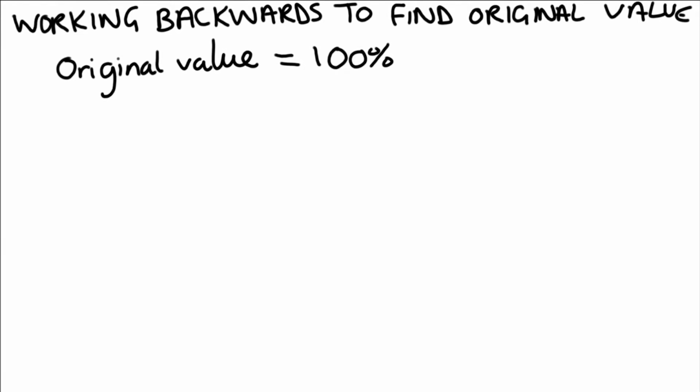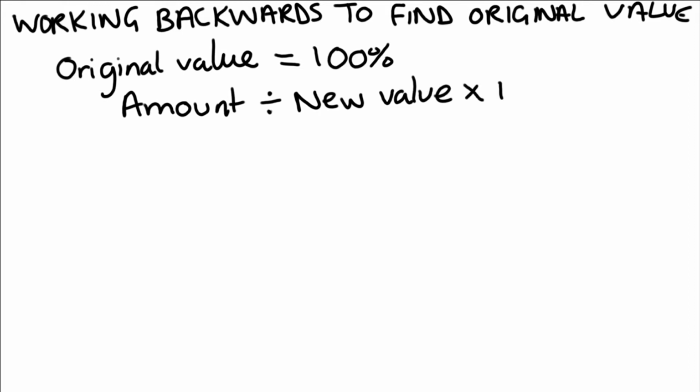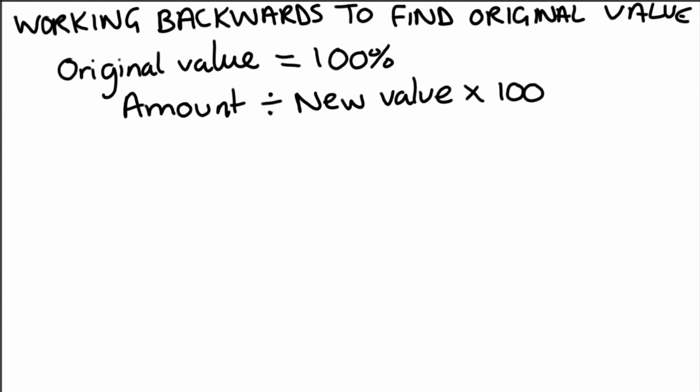Then we just take the amount, divide it by the new value, which will be the percentage that the new value represents, and then we just times it by 100. The reason this works is because by dividing by the new value, you're really finding 1%. So let's do some examples.